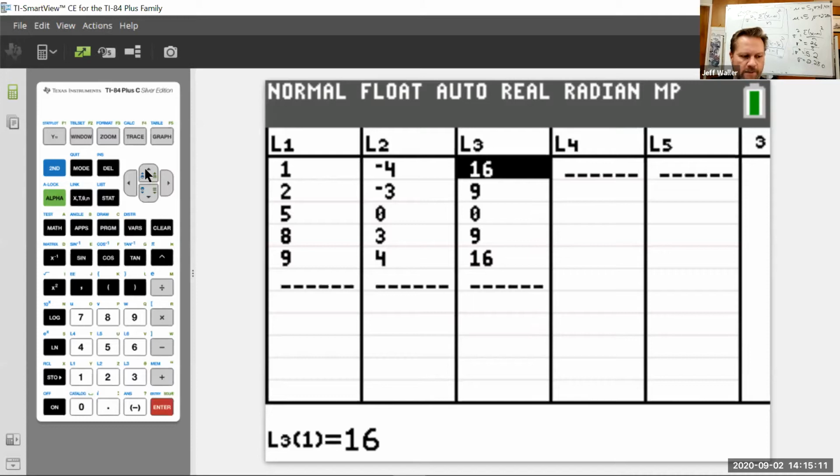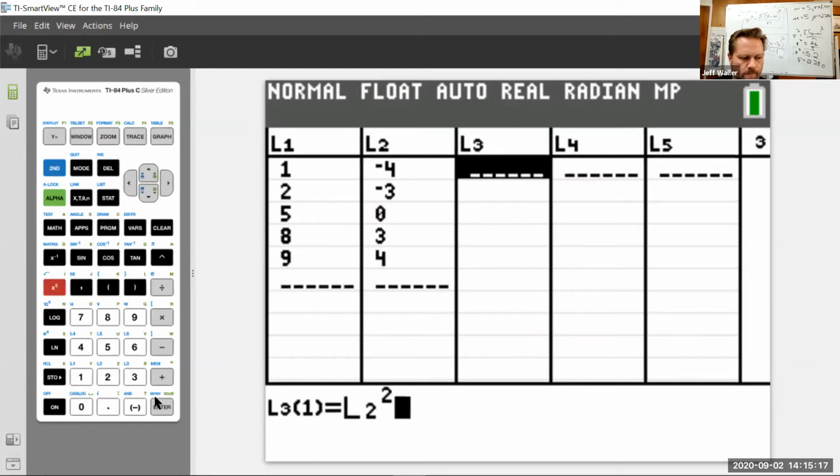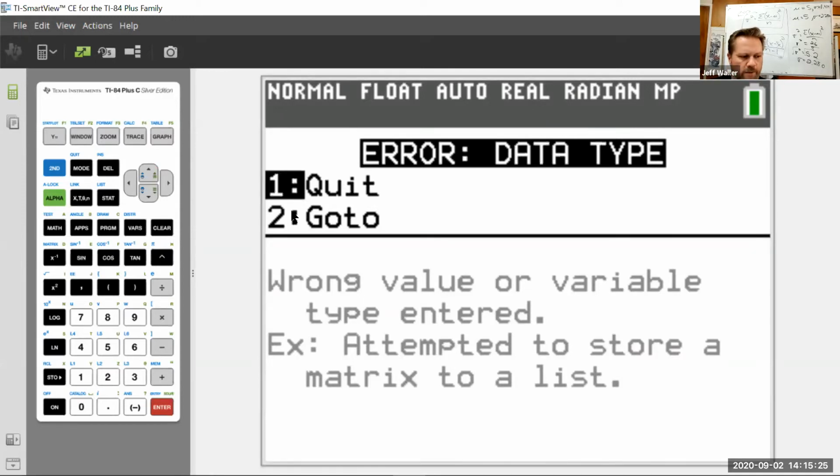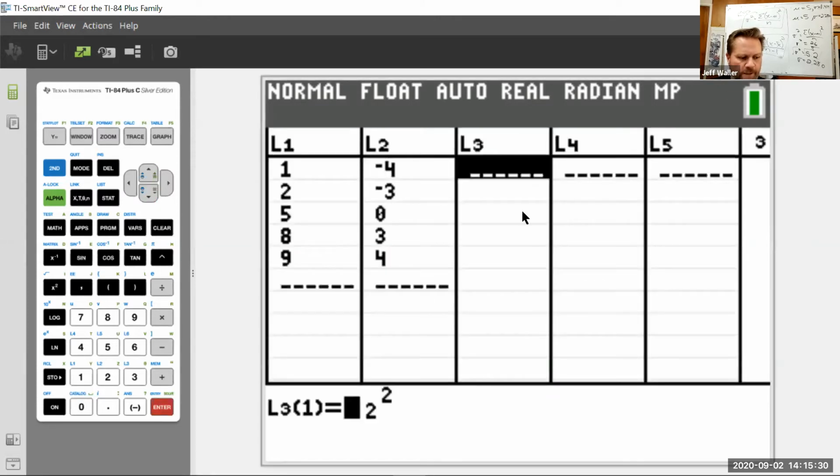Just in case, let me see if anybody's getting this. Is anybody getting an error like this? Did anybody get that error? See how it says data type? I'm trying to put an entire list into one spot. There's no way I can do that.